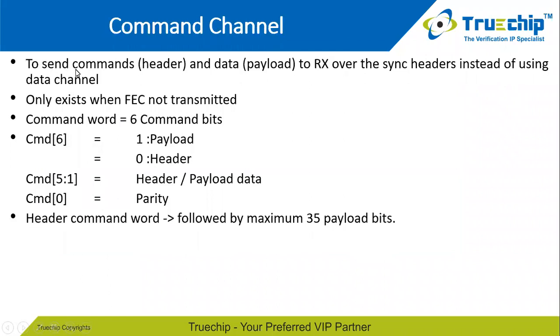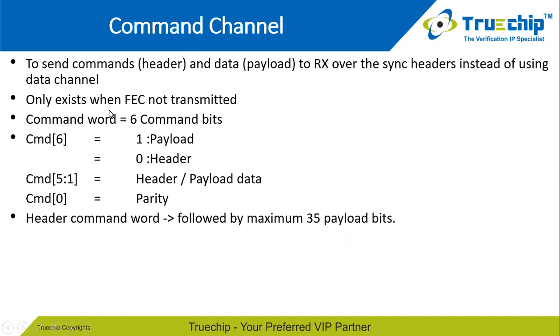So now we are going to discuss the command channel. The command channel is used for sending commands, that is the header and the data, or we can say the payload, to the receiver over the sync headers instead of using the actual data channel. Command channel cannot exist when FEC signal is transmitted in the sync word.